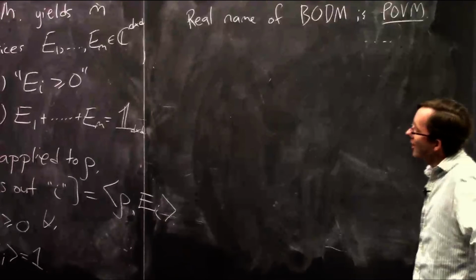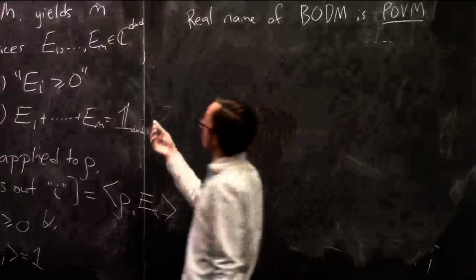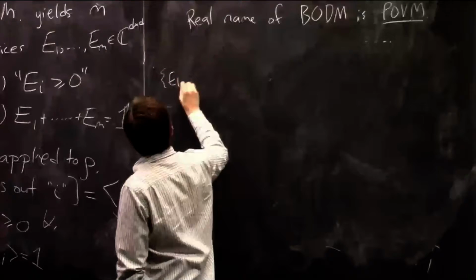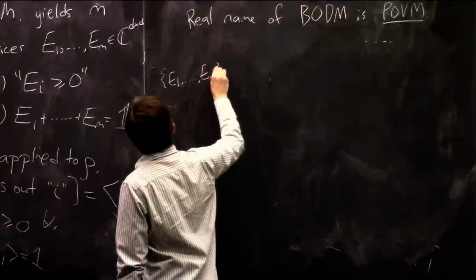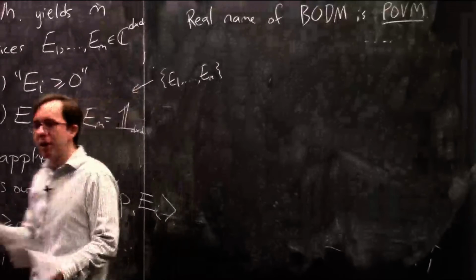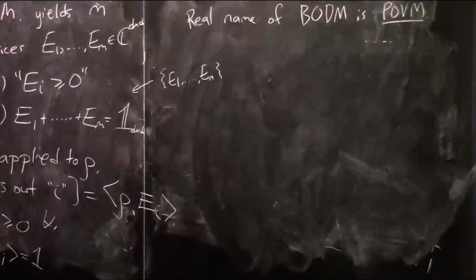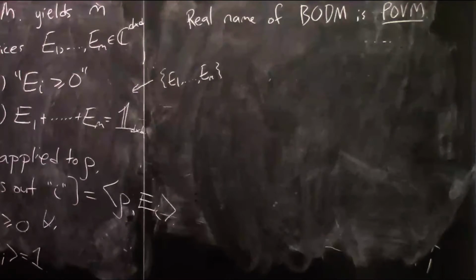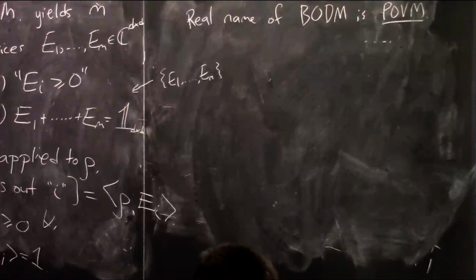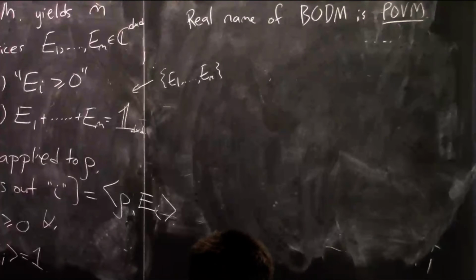But for whatever reason, this collection of matrices satisfying these two properties is called the POVM. It stands for positive operator valued measure. But you should just think of it as quantum events, the quantum version of mutually exclusive and completely exhaustive events.